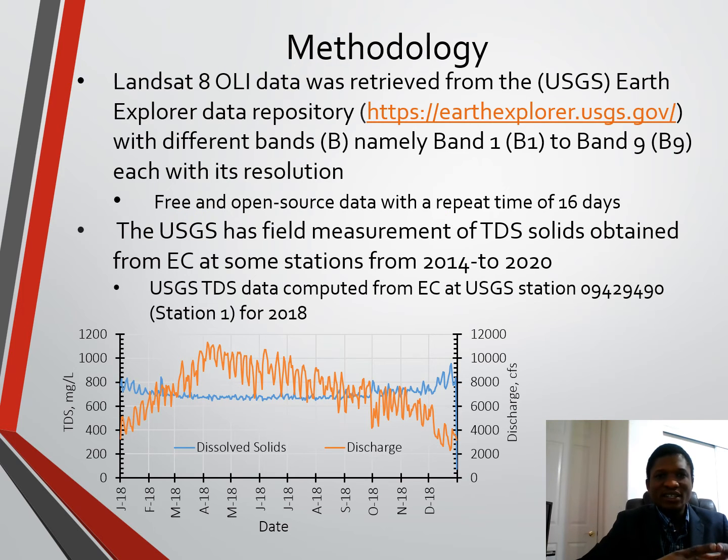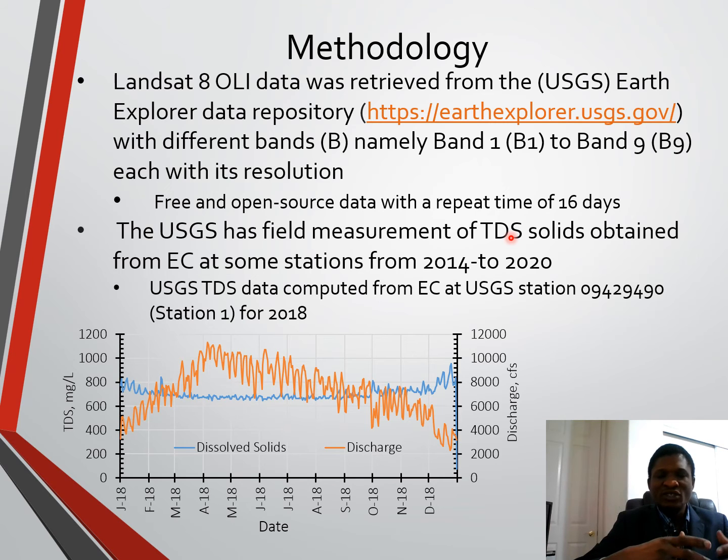So the Landsat 8 OLI data was retrieved from the USGS data repository with this link. This Landsat 8 has different bands, ranging from band 1 to band 10 to band 9, each with a special resolution. These are free and open access data with a repeat cycle of 16 days. What it means is that you can get this data every 16 days.